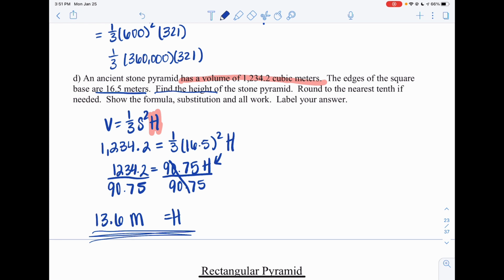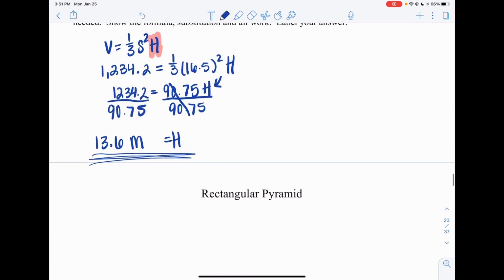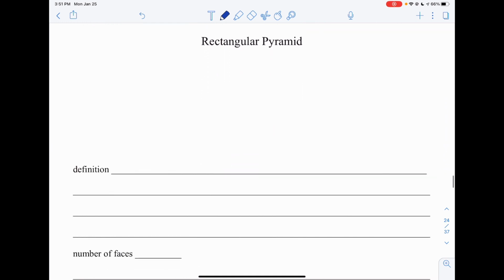I don't need a cubed. All right. Now, if you need to go back and look at square pyramid, go ahead and do that now. Or if you're ready to move on to the next one, we're going to go ahead and move on to the next one. Now, with our rectangular pyramids, same concept as a square, okay?